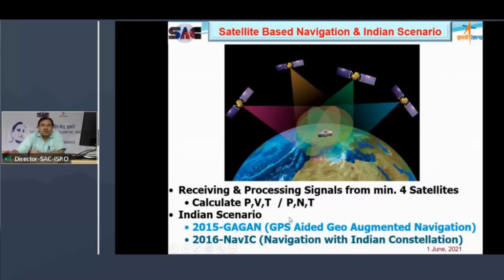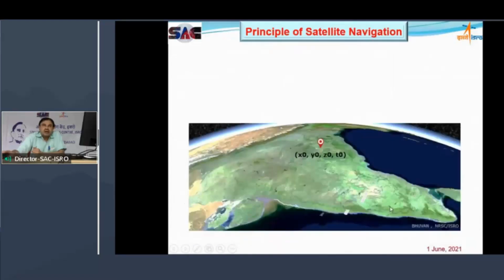So here what we are doing is we are improving the accuracy of GPS satellites so that it can be utilized for navigation in civilian aircraft, because that was the idea of our Airport Authority of India. And then in 2016, we set up our own navigation with Indian constellation, NavIC or IRNSS. Now, this is the concept or principle of satellite navigation.